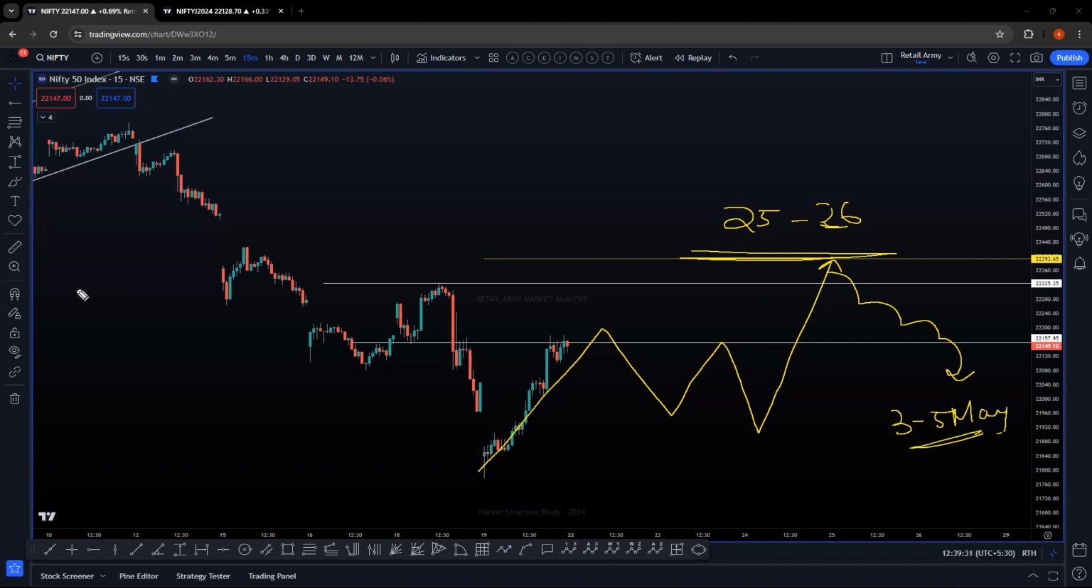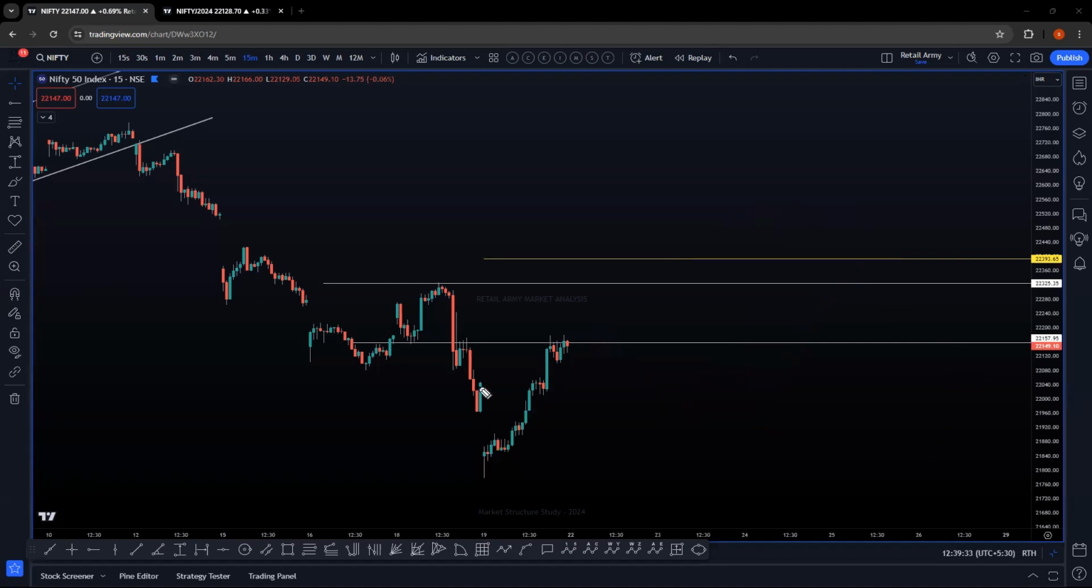There is another possibility where the market might make a swing high on the 22nd, 23rd itself, pull back down, and go for a lower high on the 25th or 26th. This is also possible. So very simple, this is my entire thesis for next week based on time.